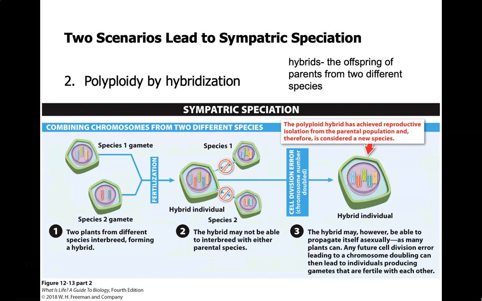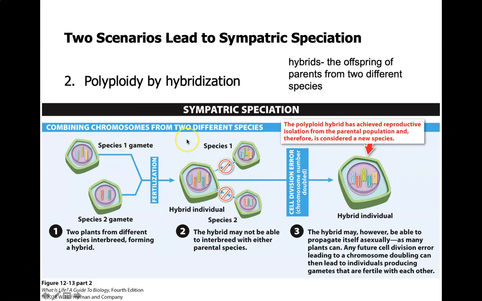So polyploidy can also occur by hybridization. So remember that hybridization is the offspring of two different species, so two parents from different species. So in this case, we have one species with 3 types of chromosomes, another species with 2 types of chromosomes. Let's say fertilization actually happens. When this happens, we have a new chromosome complement. Now this individual can no longer breed with either one of the parental species because their chromosomes are not compatible.